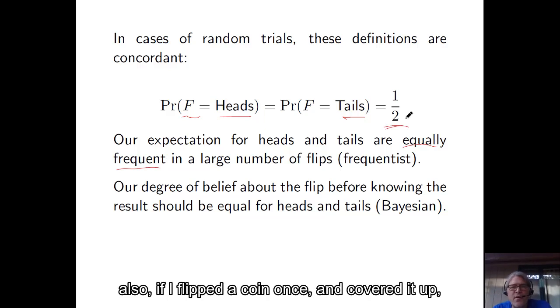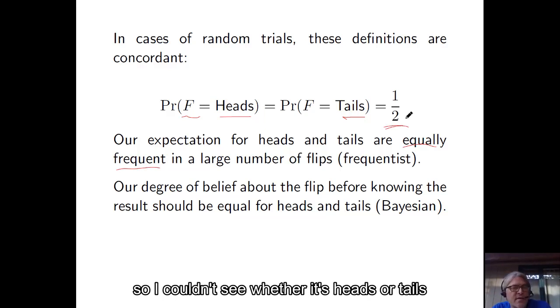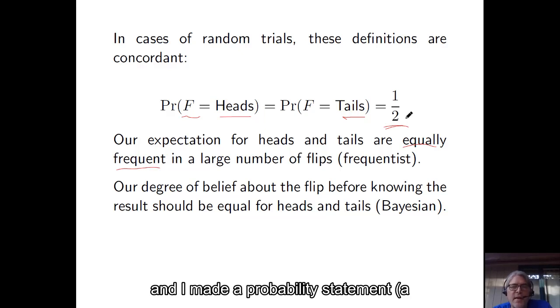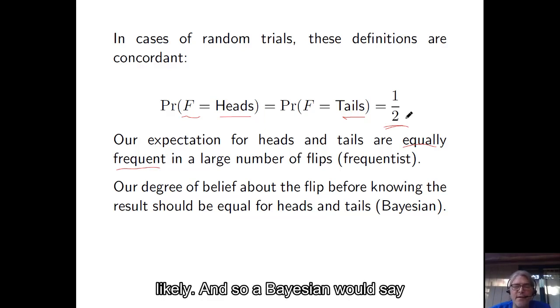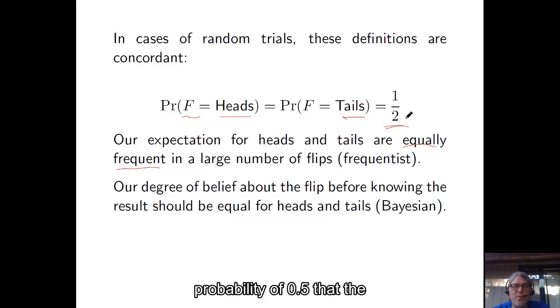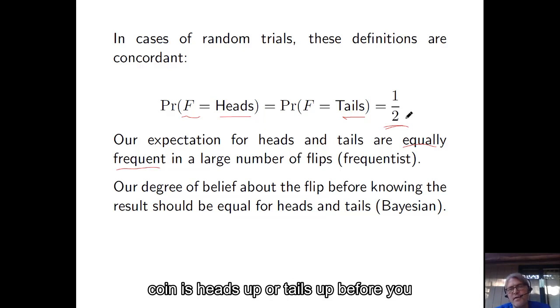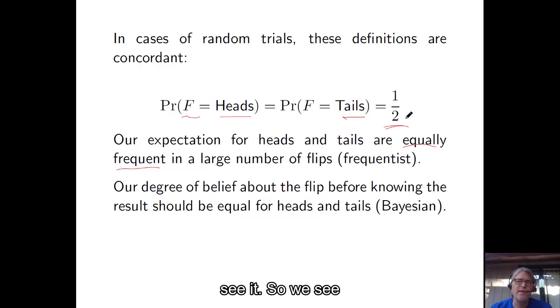But also, if I flipped a coin once and covered it up so I couldn't see whether it was heads or tails, and I made a Bayesian probability statement about whether that particular coin was heads or tails, well, that's not talking about a repeated trial anymore. But still, I have equal uncertainty, and both options seem equally likely. And so a Bayesian would say it's fair to say there's a 50% chance, or a probability of 0.5, that the coin is heads up or tails up before you see it. So we see that there's not really strong conflict between these definitions. Bayesians just use probability in an extended form in contexts that frequentists wouldn't.